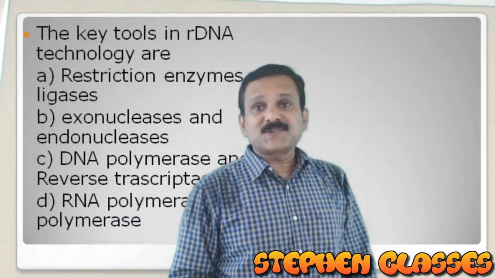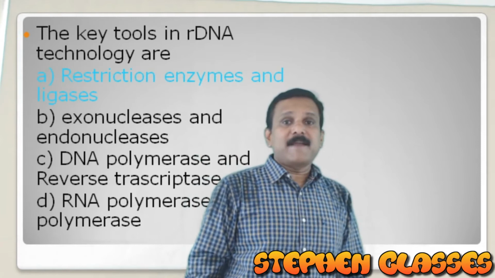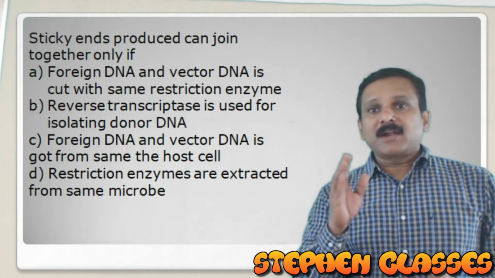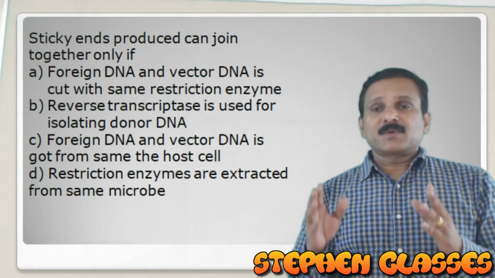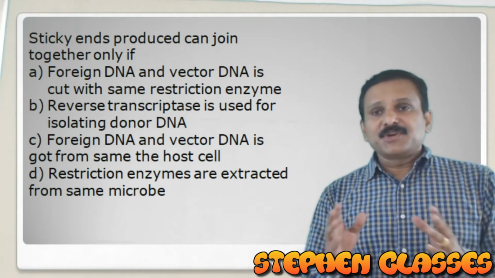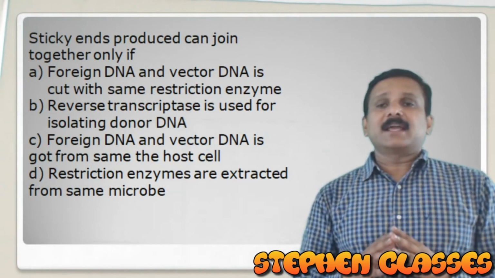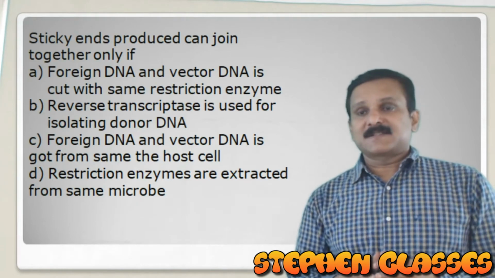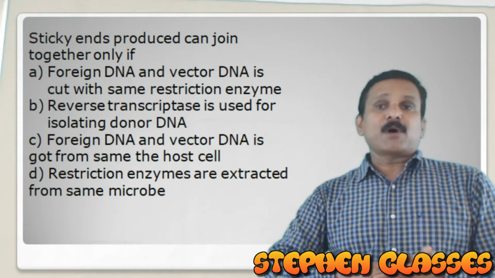So shall we move to our next question? Before that, our answer comes here. So our answer will be option A. So we have the next question. Sticky ends produced can join only if... as you know, in recombinant DNA technology, with restriction enzymes we are cutting the donor DNA as well as the vector DNA. We have to use the same restriction enzyme on the donor DNA as well as on the vector DNA, because then only we will get complementary sticky ends, and only when complementary sticky ends are produced can they be joined with the help of ligase.